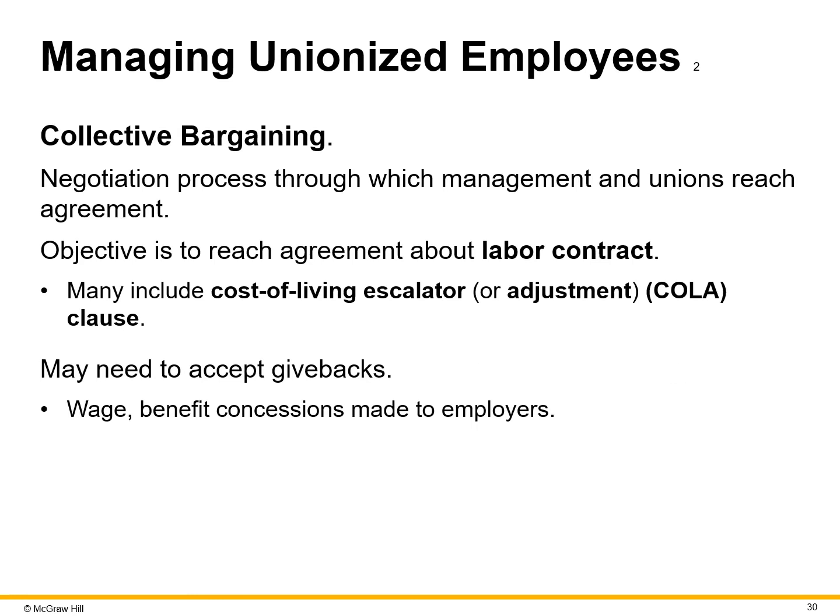Collective bargaining is the negotiation process through which management and unions reach an agreement about compensation, working hours, and working conditions for the bargaining unit. The objective of negotiation is to reach agreement about a labor contract, which is the formal written document that spells out the relationship between the union and the management for a specified period of time.